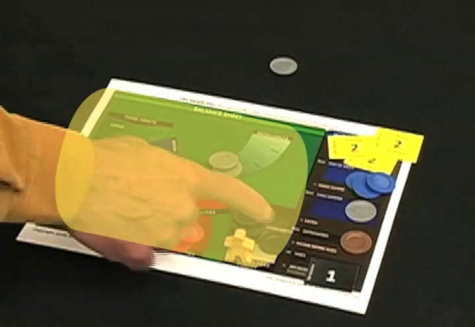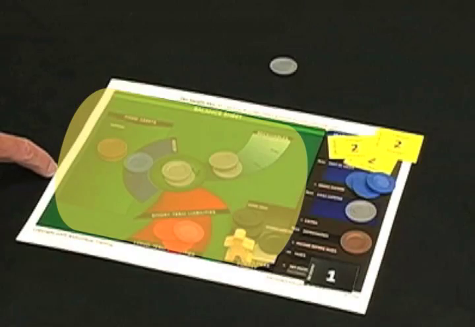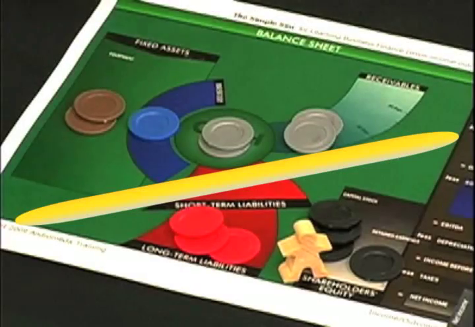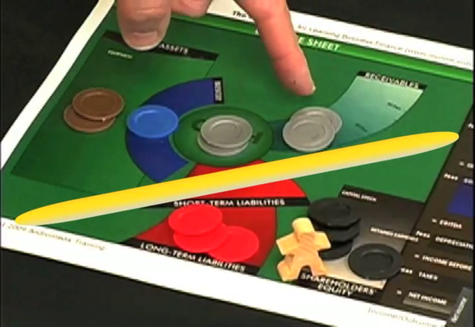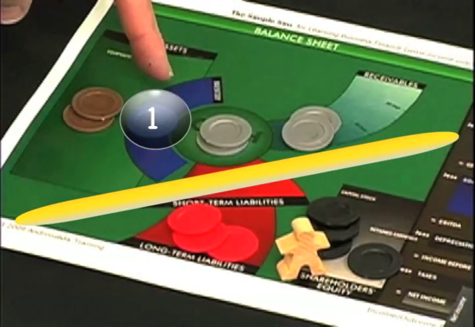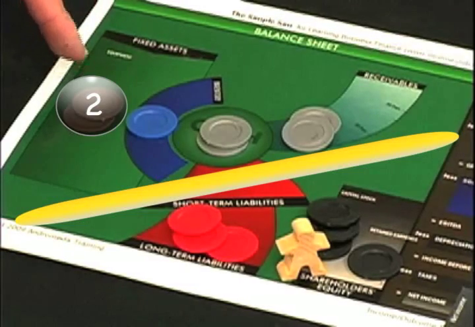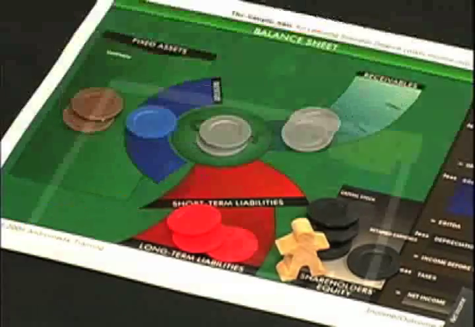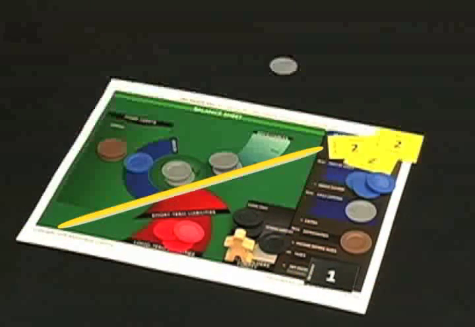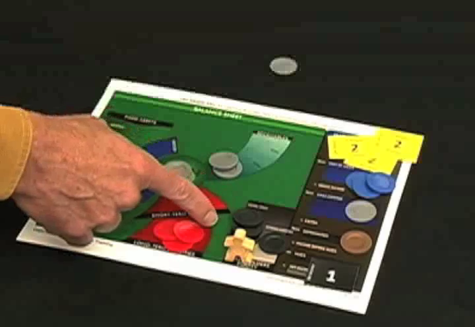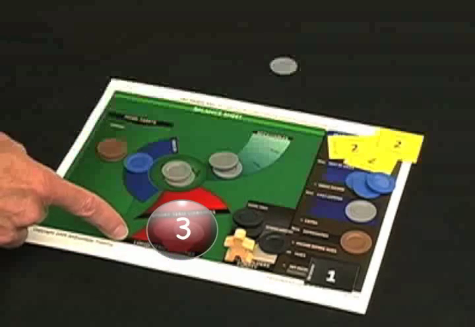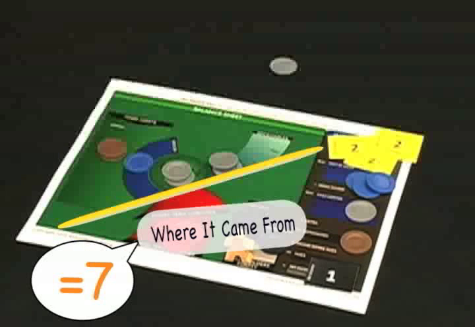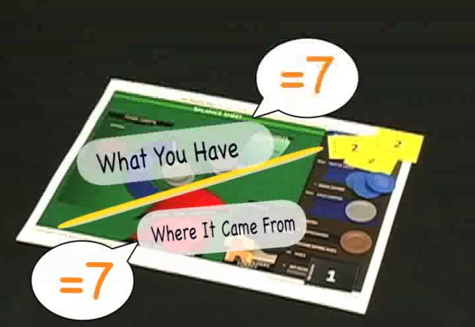Now look at the balance sheet, the left-hand side of the game board. What you have balances against where it came from. You have 2 in cash, 2 receivables, 1 inventory, and 2 equipment. A total of 7 silver, blue, and copper chips. This comes from investing 3, borrowing 3 from the bank, and making a profit of 1. A total of 7 red and black chips.